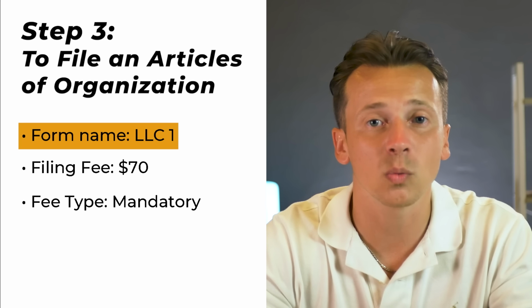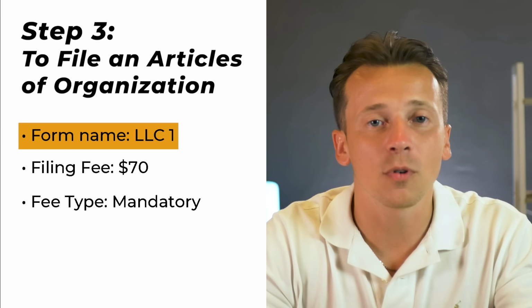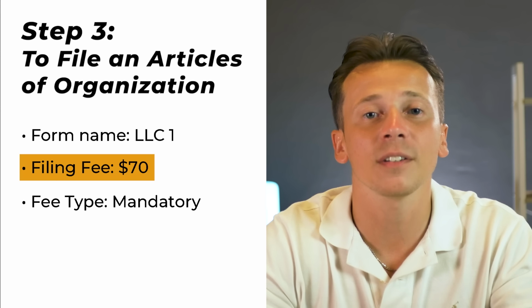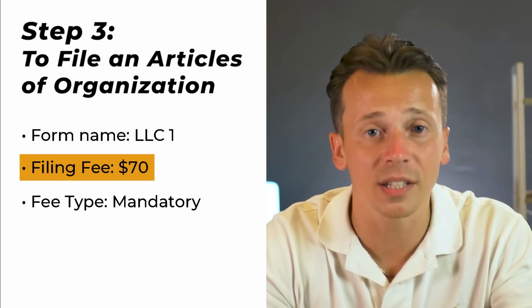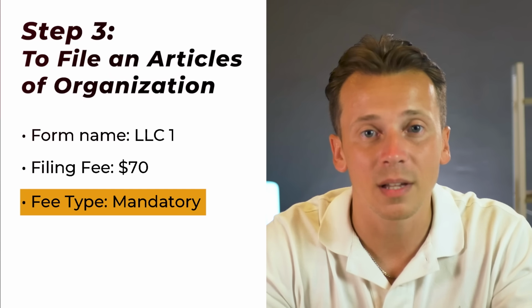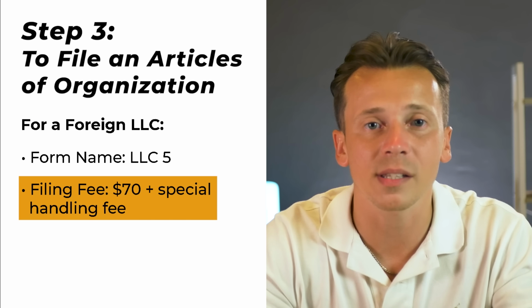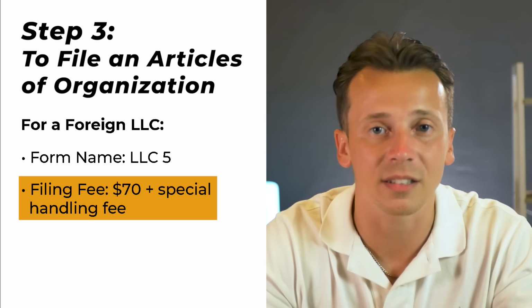This form, LLC-1, is the articles of organization form, and it's for businesses that are seeking to form an LLC in California. The filing fee for this form is $70 at the time of this video, and that is a mandatory fee. Most of you watching this video will probably be filling out this form. Now, if you have a foreign LLC and you want to do business inside of California, then that's a different form. That's going to be form LLC-5, and that fee is more expensive at $70 plus a special handling fee.